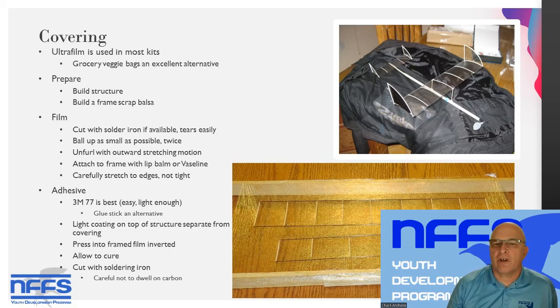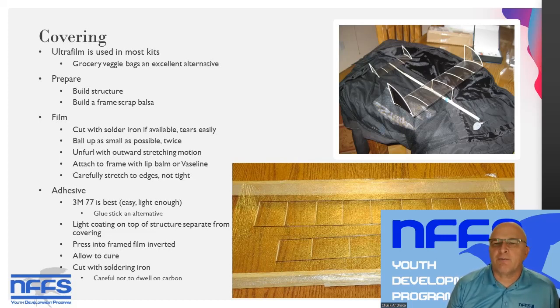You need to build your wood structure on your plans, and then build the frame shown in this lower picture out of scrap balsa. You could even use some scrap foam board or maybe even cardboard, something to stretch the film out on and set it up for covering. The film itself, I like to cut it with a soldering iron or a cautery, like a thread cutting cautery. They're made for the medical field, and they melt through the plastic, but most schools can have a soldering iron available. If you have to cut it with a blade, use a very sharp blade, but if it snags at all, it'll tear the covering.